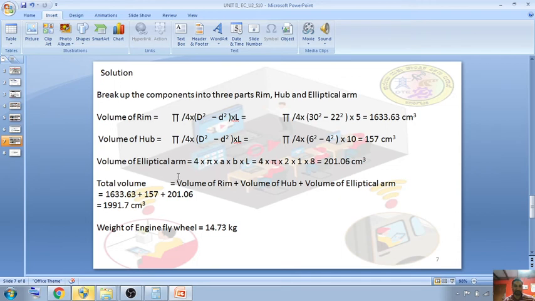Next, the elliptical arm: 4 into pi into a into b into L. I will explain what that is.